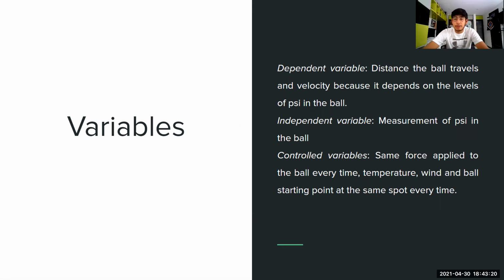Okay, next we have the variables. So the dependent variables are the distance and the velocity, because these two depend on the levels of PSI the ball has. Next, we have the independent variable, that is the measurement of PSI in the ball. Next, the control variables are that the same force is applied to the kick every time, the temperature, the wind, and the ball starting point at the same spot every single time.